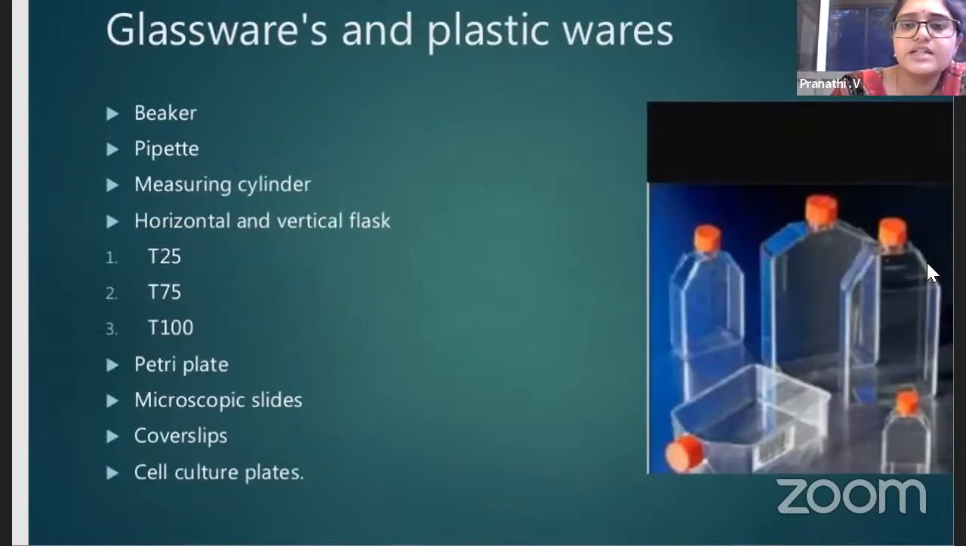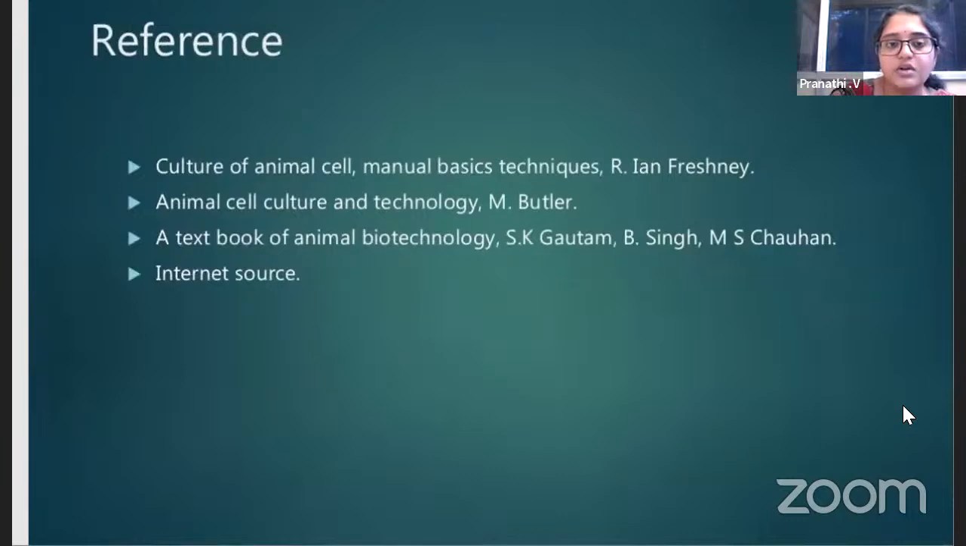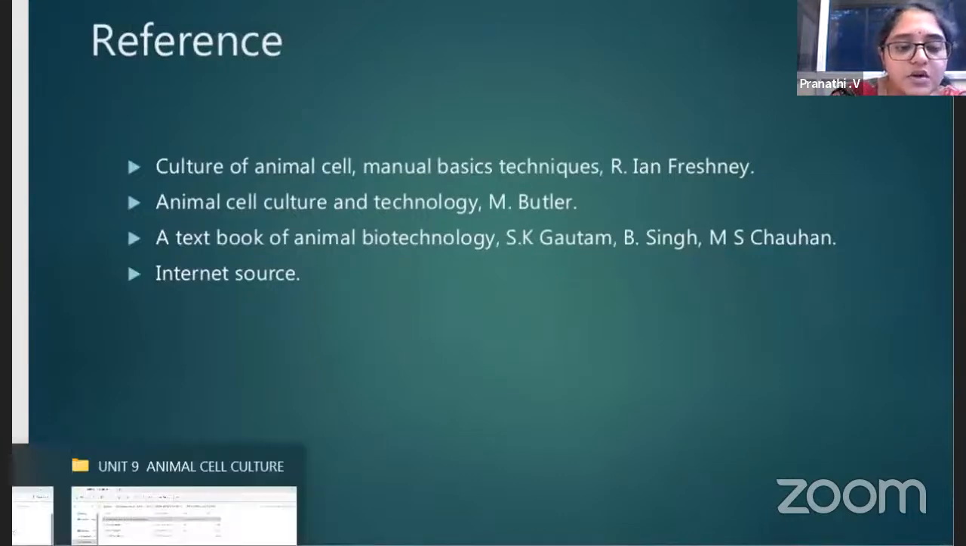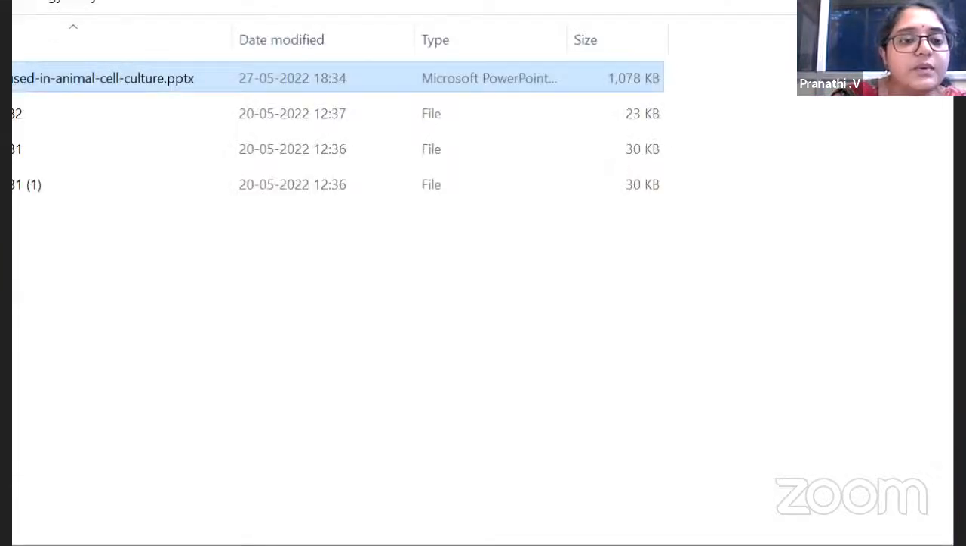When it comes to the different kinds of glassware or plastic, you have a basic beaker, pipette, then you have the measuring cylinder, because everything has to be appropriate. You cannot put anything and everything using guesswork. That is the reason why you need to have a measuring cylinder. And these are your T flasks, your T25, T75, T100 flasks. You have Petri plates, then microscopic slides, cover slips, cell culture plates, all of it. So this is all for today that I will be dealing with.